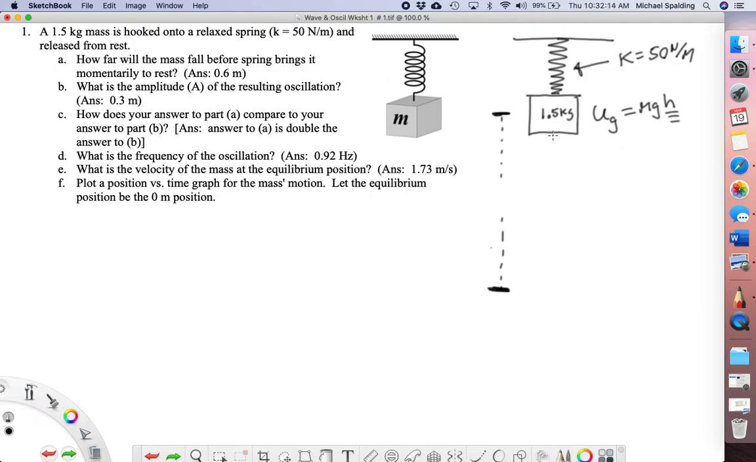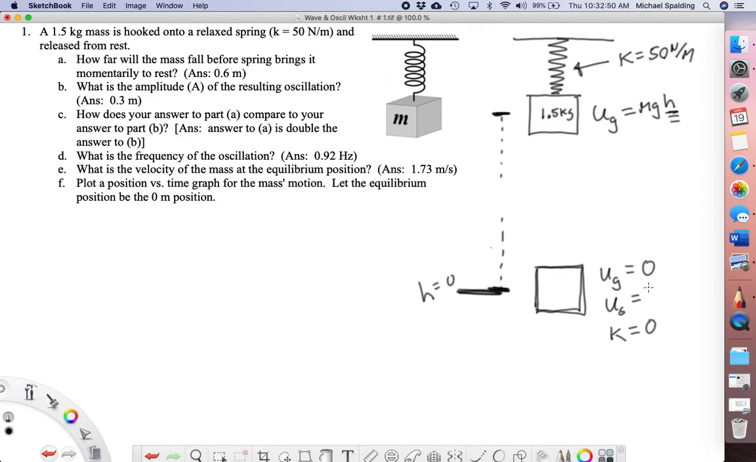So the mass falls, it comes down, down, down. At the lowest point, it's going to stop momentarily. If we look at the three energies again, potential of gravity, potential of spring, and kinetic, kinetic is going to be 0 because the mass momentarily stops. The spring brings it to rest. And potential of gravity is also going to be 0 because earlier we said that down here is our 0 point for potential of gravity.